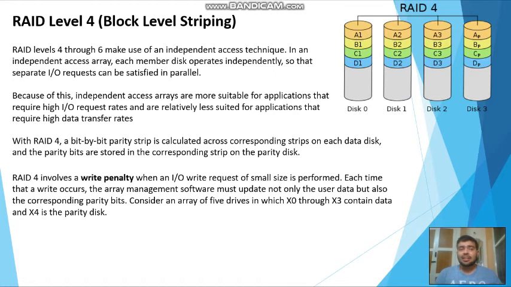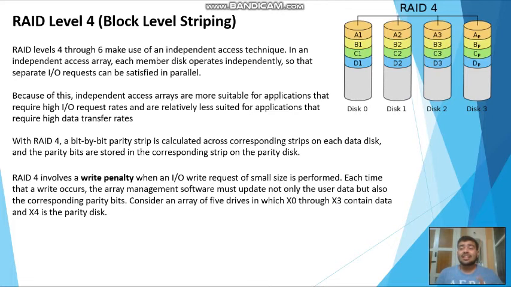But the second great feature of RAID level 4, which is an improvement on RAID level 3, is that RAID levels 4 through 6 use an independent access technique. As we saw in RAID level 2 and 3, all the spindles had to be synchronized at a point. RAID level 4 doesn't require you to do that.